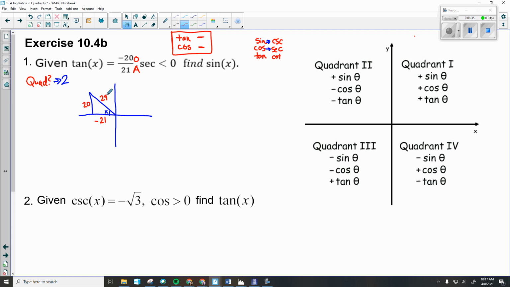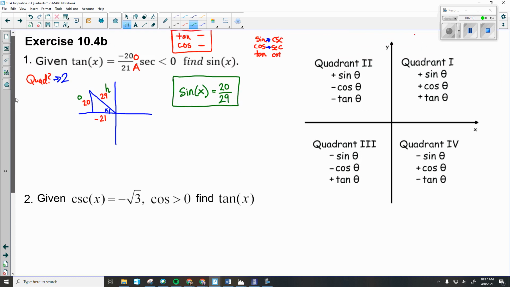Alright, so now that I've figured out all the sides of this triangle, and I know which quadrant it's in, now I get to do the part where I find sine of angle x. So I get to find sine of this angle. So sine is going to be opposite over hypotenuse. So this is the opposite. That's the hypotenuse of this triangle according to this angle x. So the sine of angle x is going to be 20 over 29. And that is our answer.